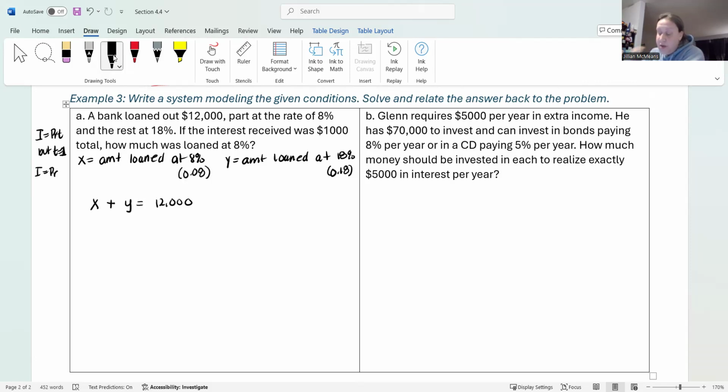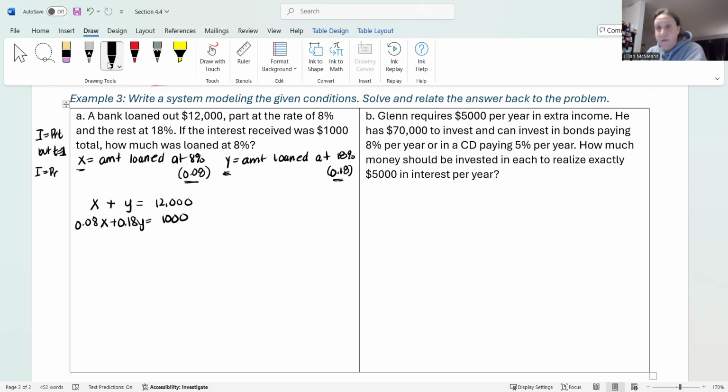Okay? So what we need to do is take the principal, multiply it by its interest rate, take the second principal, multiply it by its interest rate. That would calculate the interest received on each portion of this loan, and that has to equal $1,000. So we have 0.08x, I forgot my x, plus 0.18y, and that has to equal $1,000. Okay, so the first equation represents the amount loaned out. The second equation represents the interest received on that loan.